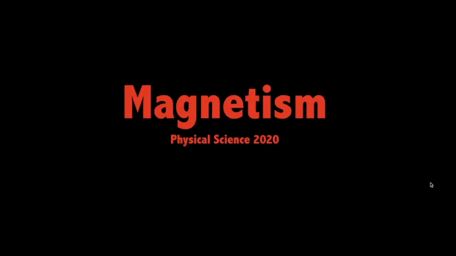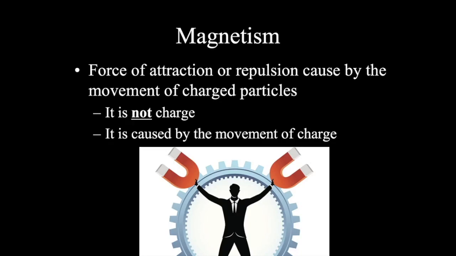Today we're going to go in depth in magnetism. Magnetism is a force of attraction or repulsion caused by the movement of charged particles. Note it is not a charge, and it is caused by the movement of charge. So it's not a charge, it's just the result of the movement of said charge.